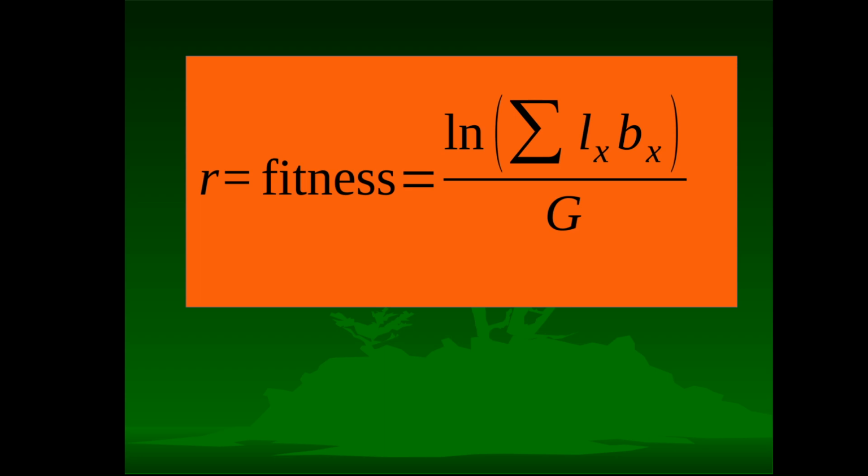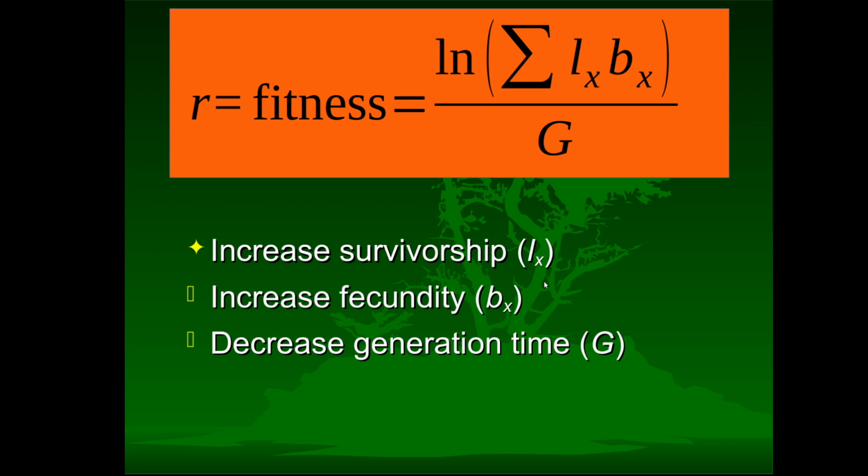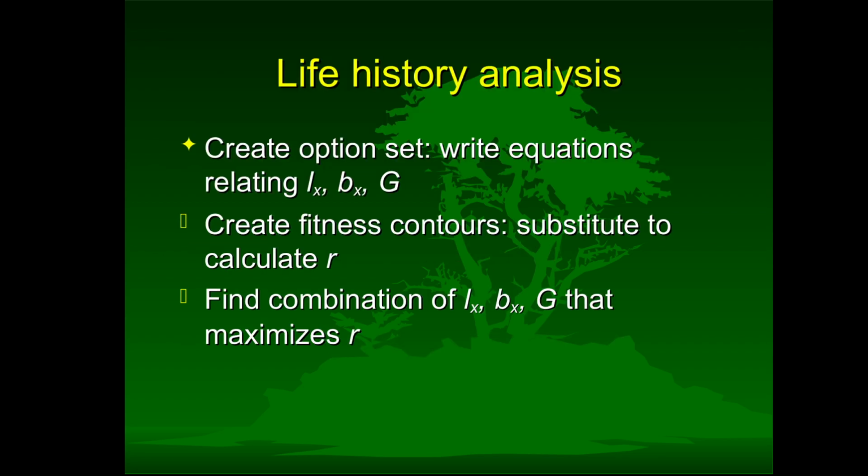So now we can use this equation to do a life history optimality analysis where we're looking at the option set and the fitness contours like we were doing in the first unit. And you can do that to make predictions about the life history that maximizes fitness. And the procedure is simple. You can create the option set by writing down equations that relate Lx to bx to G. And these equations will be guided by your biological knowledge of the species.